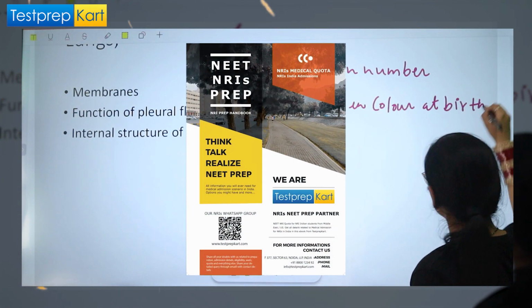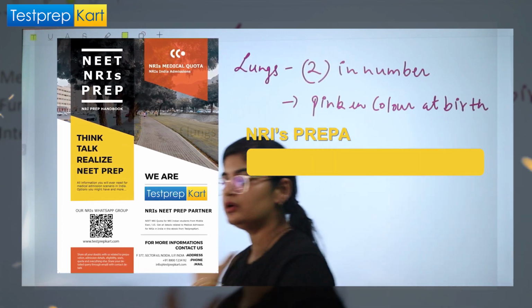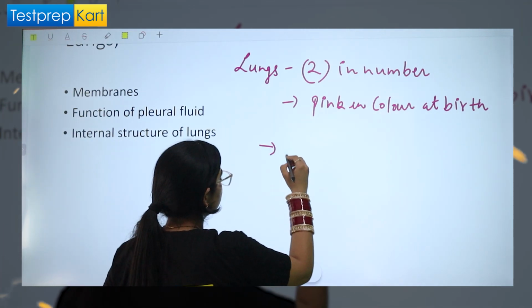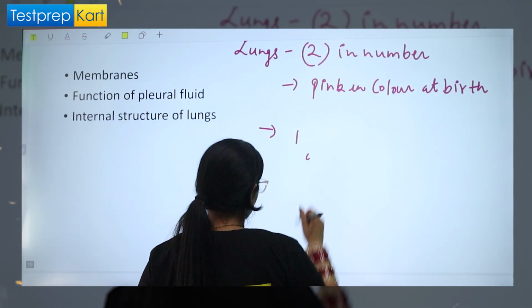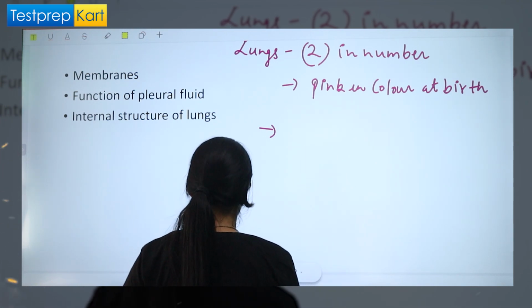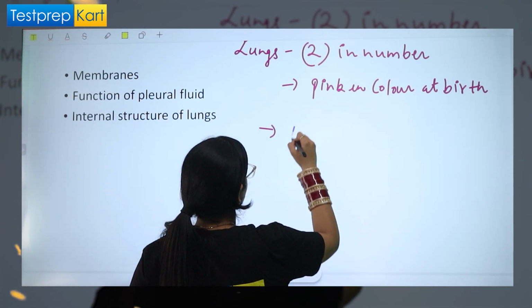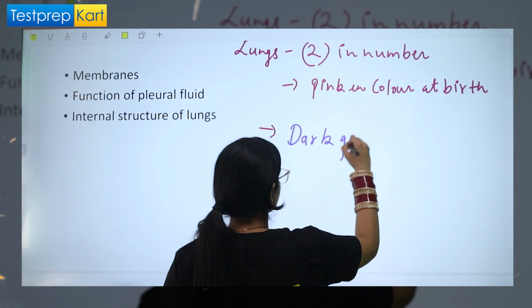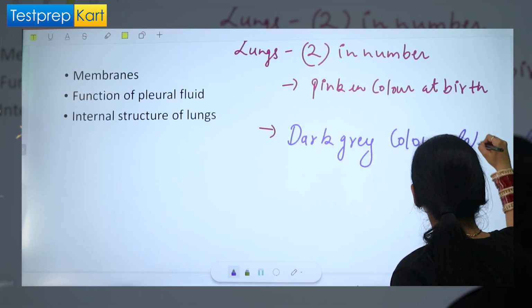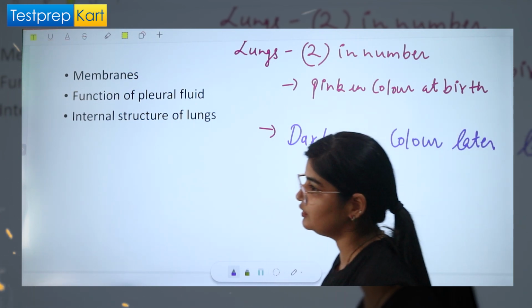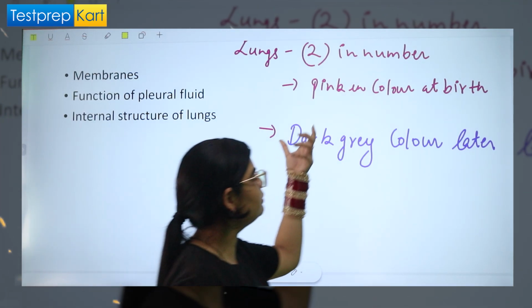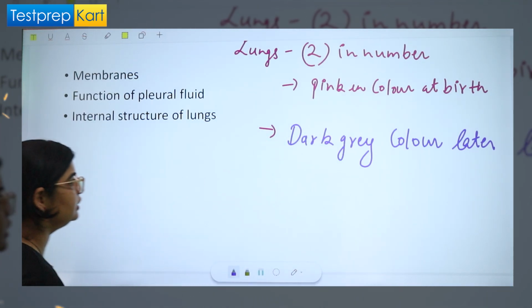But later on, as we are exposed to various pollutants and dirt, the color of the lungs changes to gray, dark gray, right? And for those who are smokers, the color of the lungs changes to even more dark. So later on, dark gray color is visible. During the time of birth, the lungs are pinkish in color, and later on, as we grow, the color of the lung changes from pink to dark gray, right?